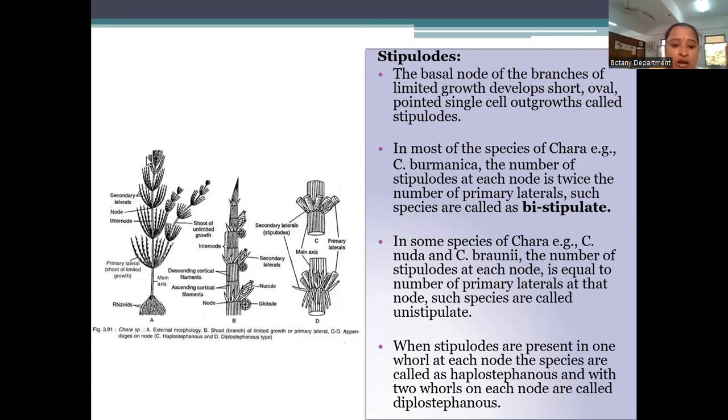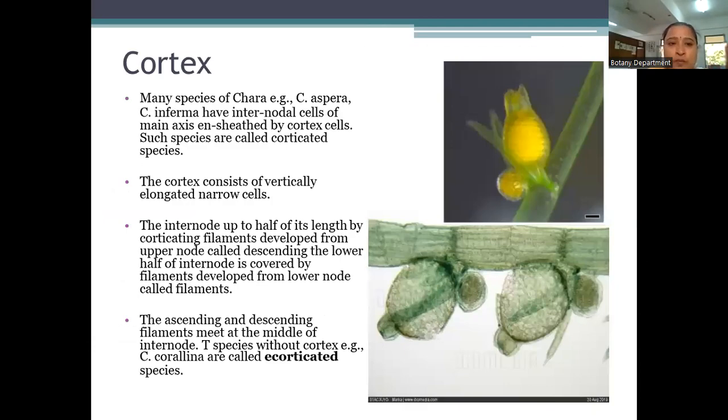At the basal node, where the limited growth branches are, we can observe the stipulates. Where the node part is there, in that node part a short outgrowth developed in the limited growth; that outgrowth is called stipulates. Sometimes the stipules number twice the number at each node; that's why they are called bistipulates. Next one, the cortex region. Here, many species of Chara also; main examples, Chara aspera, Chara inflexa.